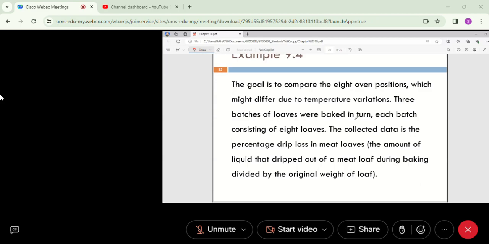Let's say we want to bake, not cakes, loaf, okay, meatloaf. The oven is so big, we can put the loaf at 8 different locations or positions, which might differ due to the temperature variation.